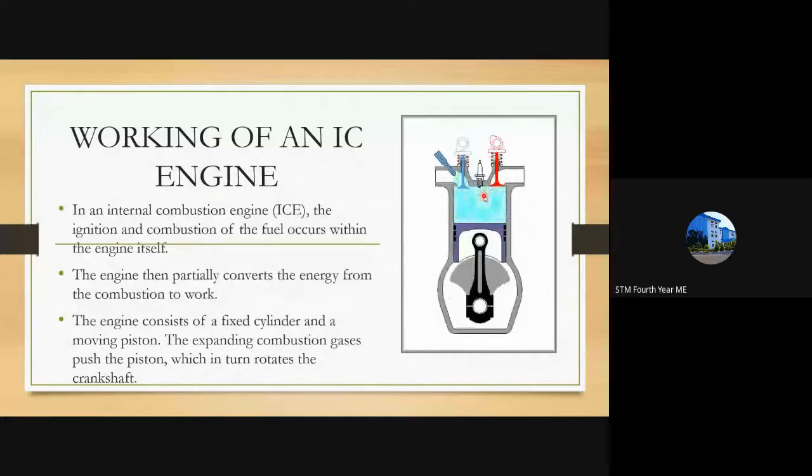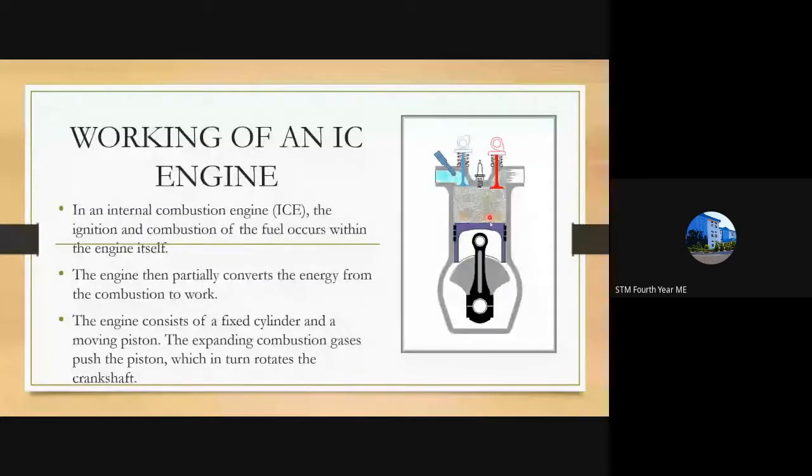During the first stroke, which is called the suction stroke, the inlet valve opens, and you can see a blue medium, that is the air, or air-fuel mixture in the case of a petrol engine, enters while the piston moves from TDC to BDC. After that, the second stroke is the compression, and during the compression you can see it moves from BDC to TDC and gets compressed. The air or the air-fuel mixture gets compressed.